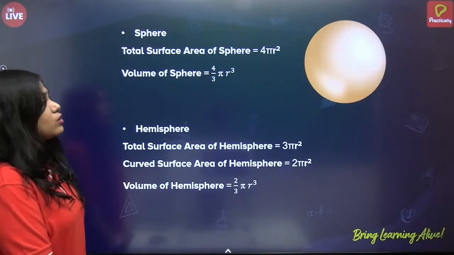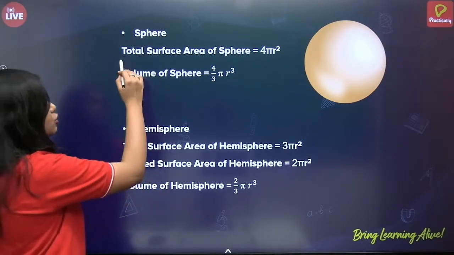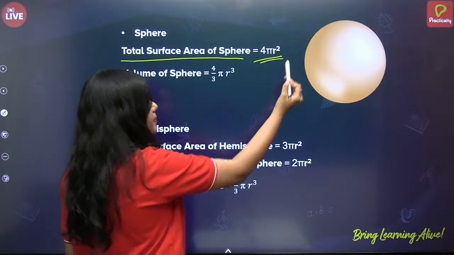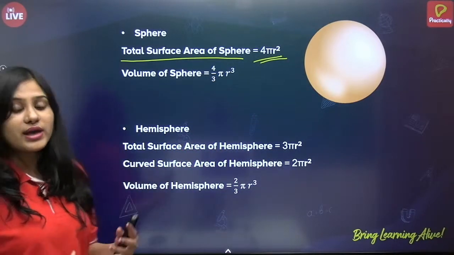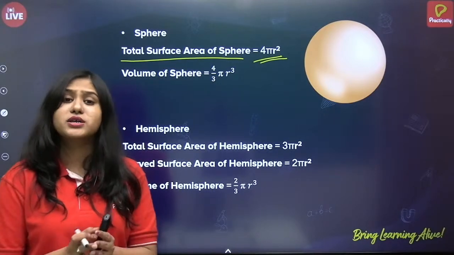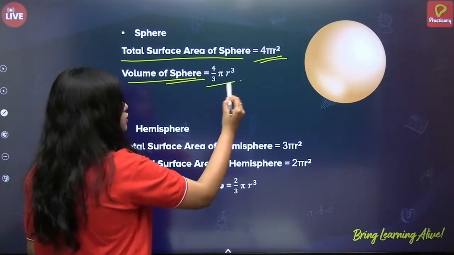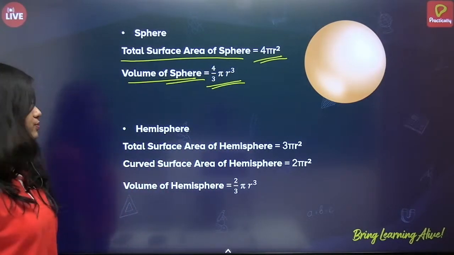Sphere. So sphere is nothing but imagine a ball, right? So what is total surface area of sphere? 4 pi r square. So whenever you are asked curved surface area or total surface area of sphere, it means the same. Okay. Next, volume of the sphere is equals to 4 by 3 pi r cube.